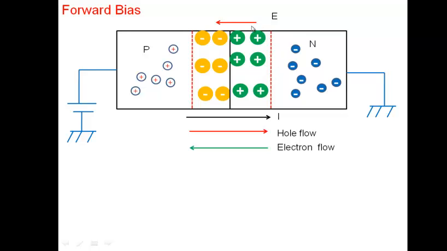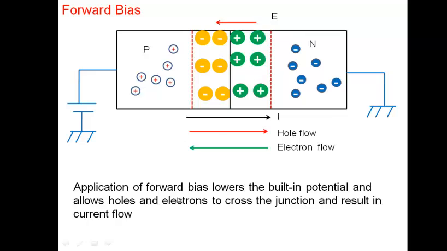Why? Because the field was opposing it. Now I have reduced the field. So diffusion now takes the upper hand because you've reduced the field. Diffusion will push the electrons over this side, and holes will go over this particular side. And now current will begin to flow. So application of forward bias lowers the built-in potential. What will be the potential inside? It will be the built-in potential minus the potential that you applied. So application of forward bias lowers the built-in potential and allows holes and electrons to cross the junction and result in current flow.